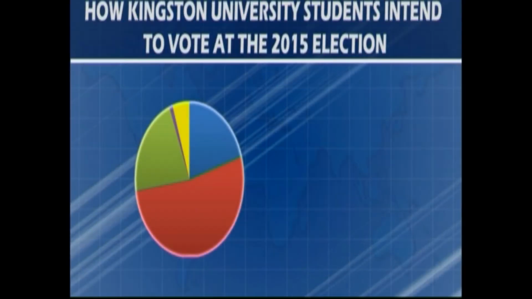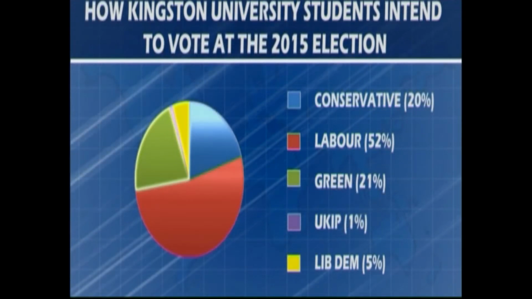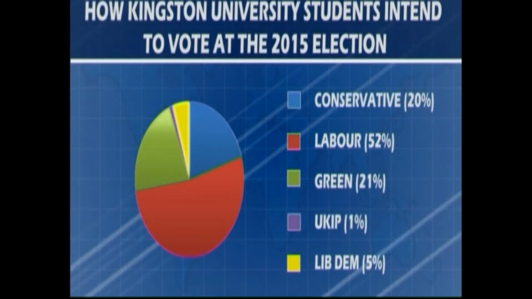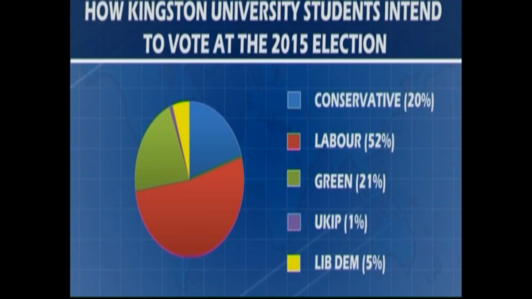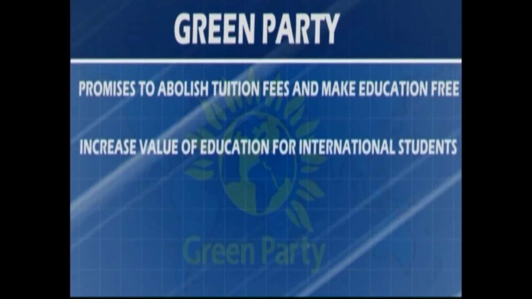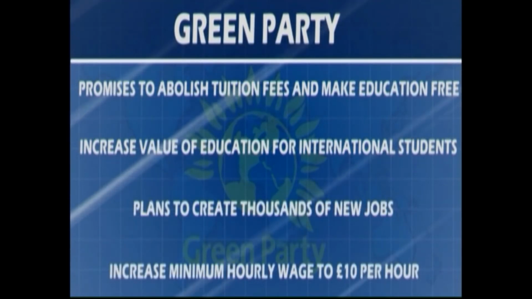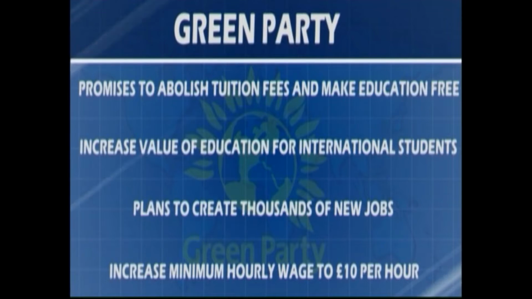To give you an idea of how students feel about the political standing, here are a few statistics. Here's how the Kingston University students intend to vote at the 2015 general election, the biggest percentage being for the Labour Party. The Green Party promises to abolish tuition fees and make education free. They want to increase the value of education for international students, and they plan to create thousands of new jobs and increase minimum hourly wage to £10.